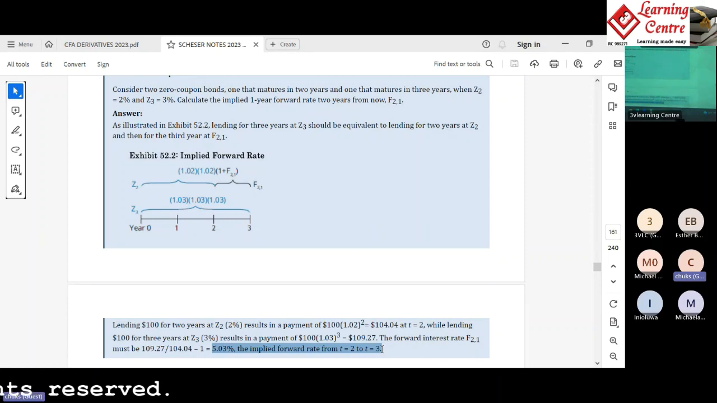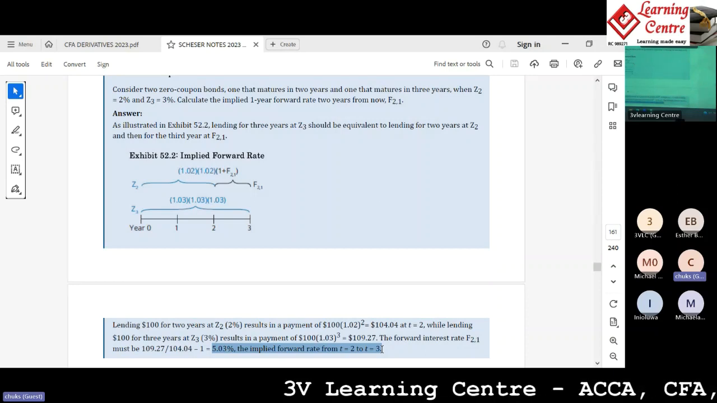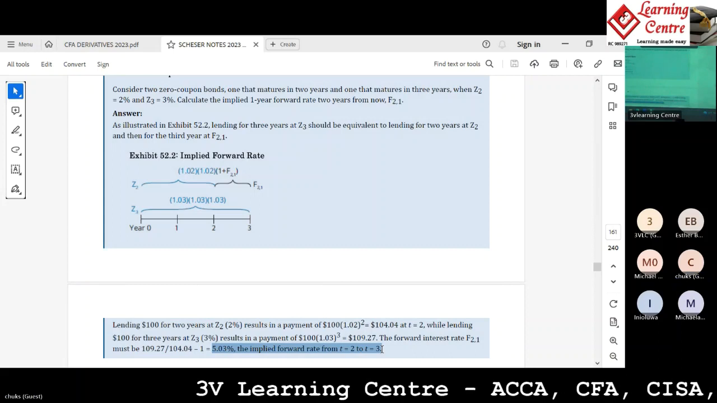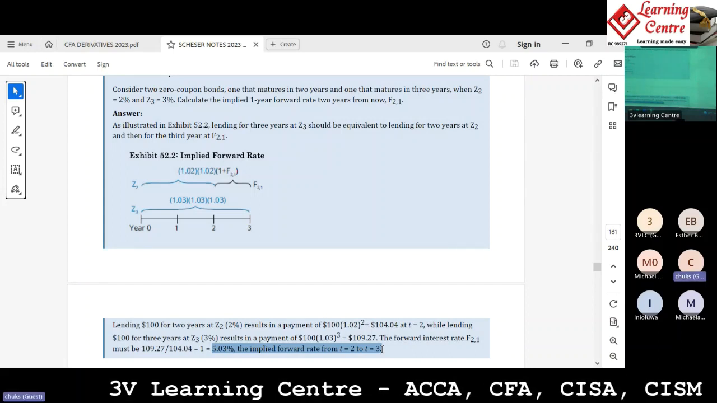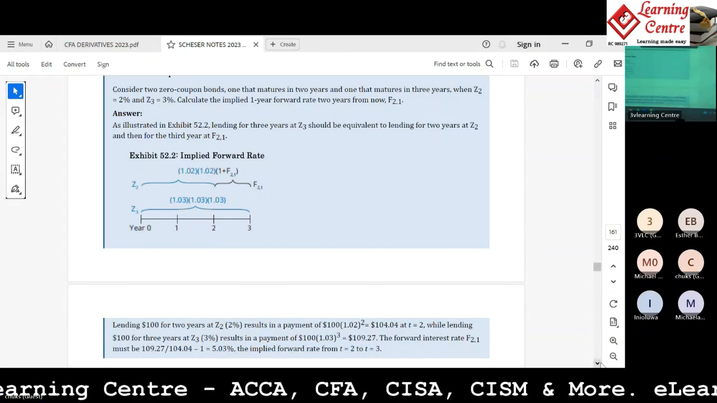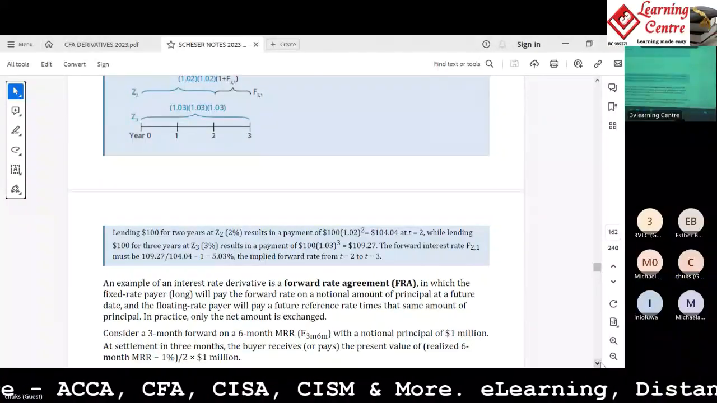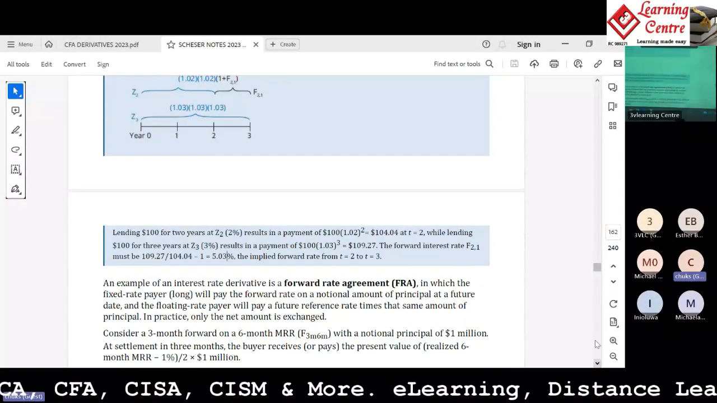Remember, we're giving 2 periods. We're giving one that ends at period 2, one that ends at period 3. We're now asked to calculate the difference in between. That 1 year between the second year and the third year, what rate will be there so that there will be balance in the markets, because they are both 0 coupon bonds. So the difference is now the 5.03%. So like I said as well, this is just something that you need to understand.